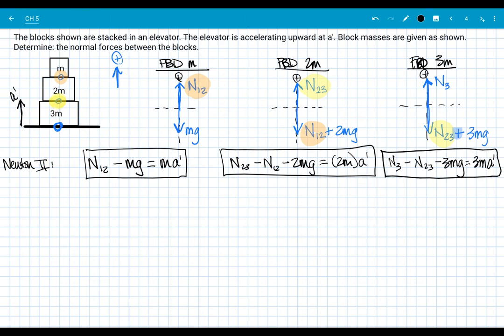Okay, so I've got three equations. Let me pause and ask ourselves about unknowns. What are my unknowns in this problem? My masses are known, the acceleration is known. What's unknown are the normal force 1,2, the normal force 2,3, and the normal force 3. So three unknowns, and I have three equations. So that leads to a smiley face. That's good. We're good to go.